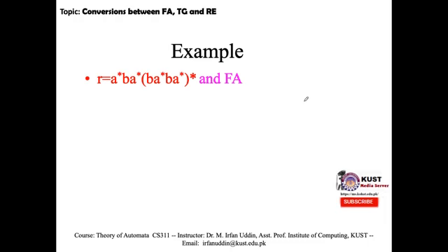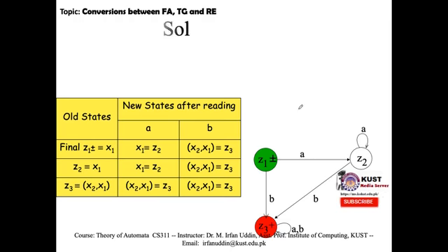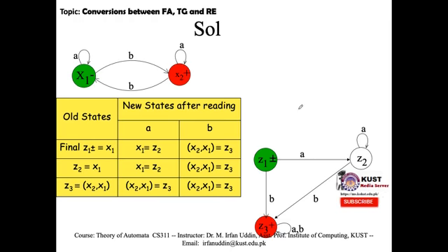Let's take another example. Let's take an FA that accepts an odd number of B's and any number of A's. So you see B occurs in odd clumps. This is the corresponding FA. We can build this FA.